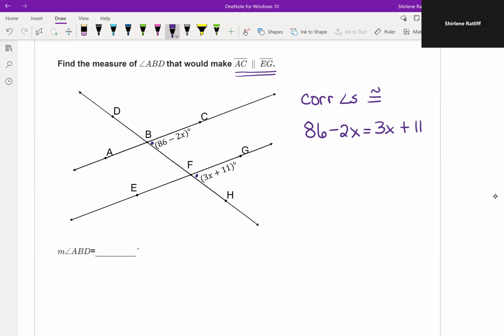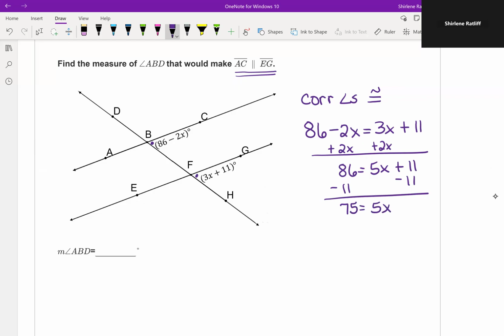All right, let's see. So we have 86 equals 5x plus 11. 75 equals 5x. Y'all, I don't know why I can't do that division in my head right now, but it's okay. All right, x equals 15.